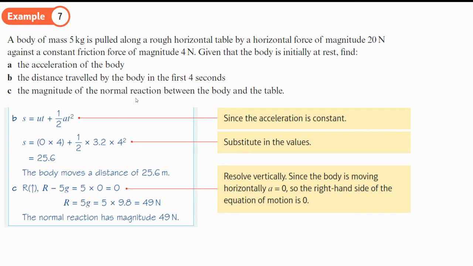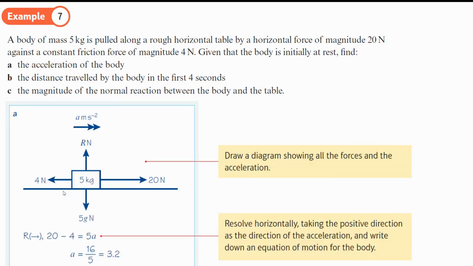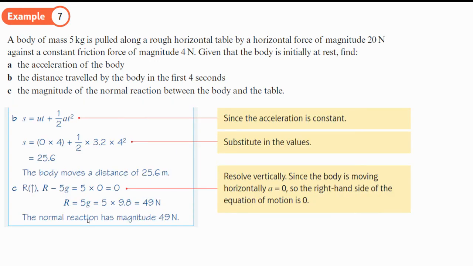Then the last one is the reaction of the normal force. So F equals ma, force equals mass times acceleration. The force acting on it is the difference between the reaction and 5g. So if we have a look at the thing, this is going in one direction, 5g is going in the other direction. Equals mass is 5, times acceleration 0. It's not moving vertically, so the acceleration is 0, which means that rearranging that, R is going to equal 5G, G is 9.8, the normal reaction is 49 newtons.